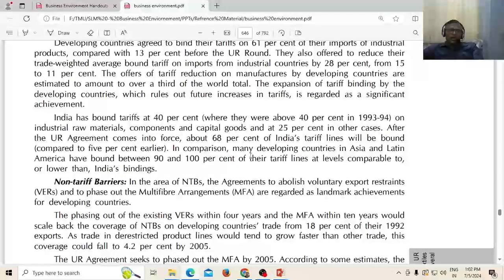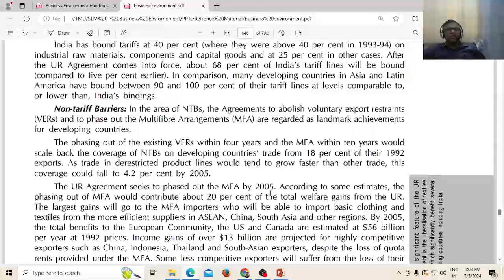The next point is non-tariff barriers. In the area of NTBs, that is non-tariff barriers, the agreements to abolish voluntary export restraints and to phase out the multi-fiber arrangements are regarded as a landmark achievement for the developing countries. The phasing out of existing VERs within 4 years and the MFA within 10 years would scale back the coverage of NTBs on developing countries' trade from 18% of their 1992 exports. As trade in the restricted product lines would tend to grow faster than other trade, this coverage would fall to 4.2% by 2005.